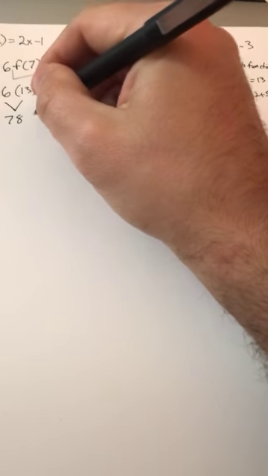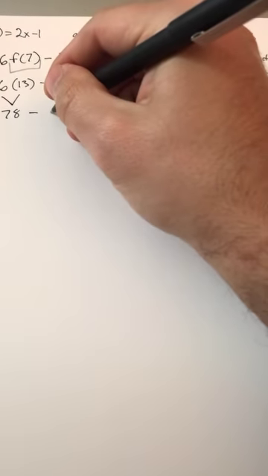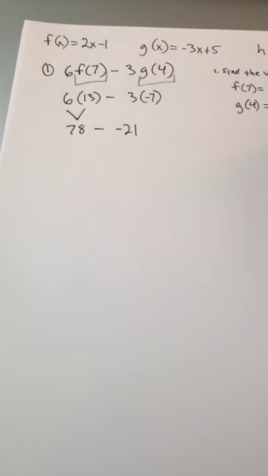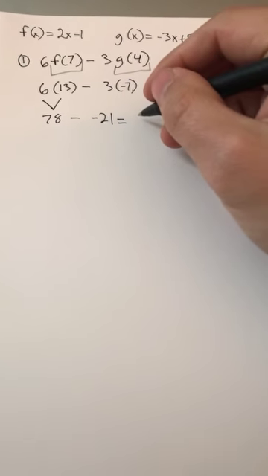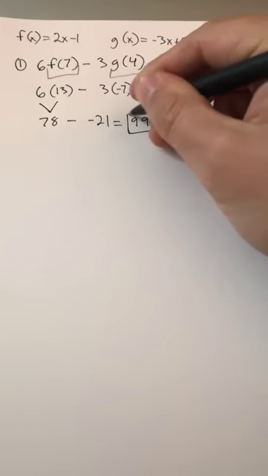We know 6 times 13 gives me 78. And we know 3 times negative 7 gives me negative 21. And we just do 78 minus negative 21, which is the same thing as 78 plus 21, which gives me 99. This is the answer to my problem.